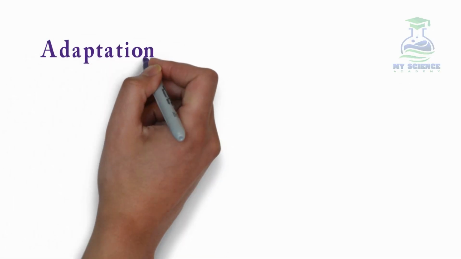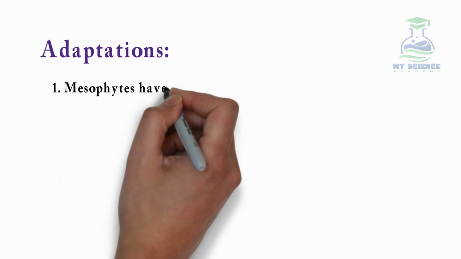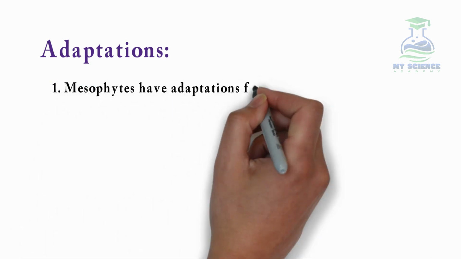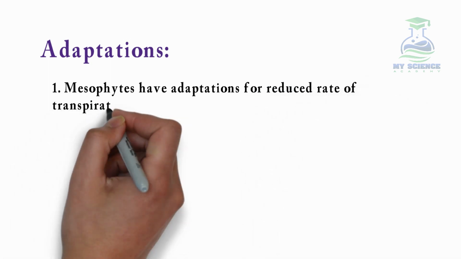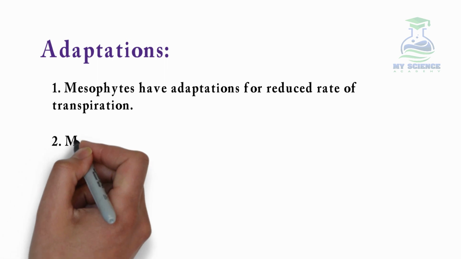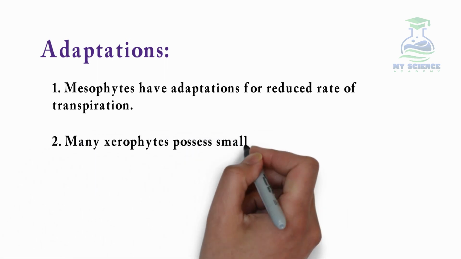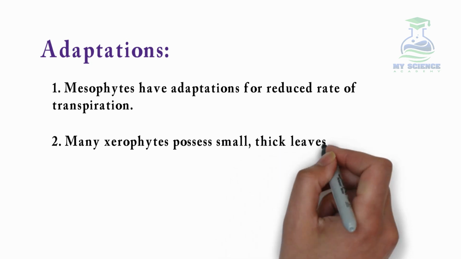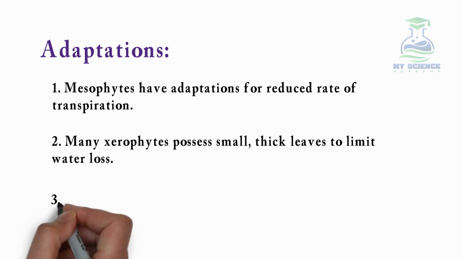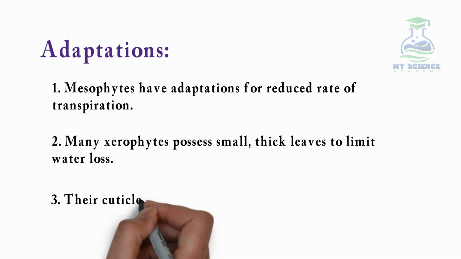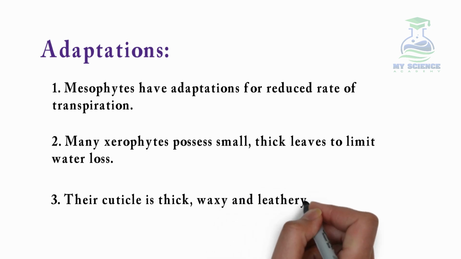Next we will see how these plants are adapted to their dry environment. Number 1, xerophytes have adaptations for reduced rate of transpiration. Number 2, many xerophytes possess small, thick leaves to limit the water loss. Number 3, their cuticle is thick, waxy, and leathery.